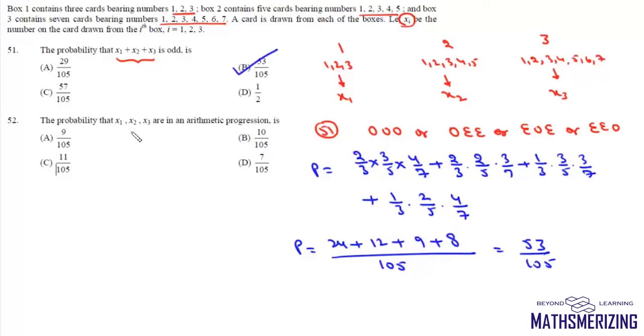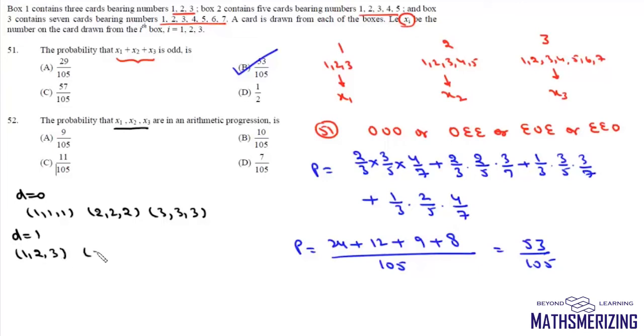Now the second part is we need to find the probability that x1, x2, x3 are in AP. Now it can be an AP with common difference of 0. In that case we'll have 1, 1, 1, 2, 2, 2 and 3, 3, 3. If we say common difference of 1, then we can have 1, 2, 3, 2, 3, 4, 3, 4, 5.